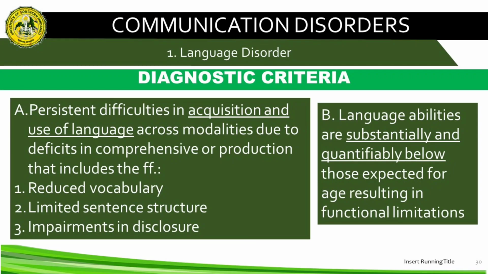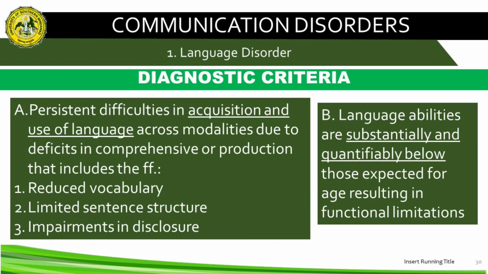So for its diagnostic criteria, criterion A, persistent difficulties in the acquisition and use of language across modalities due to deficits in comprehension or production that includes the following. First, number 1, reduced vocabulary or word knowledge and use. Second, we have the limited sentence structure, or the ability sa pagputol ng words and word endings together para maka-form ng sentences based sa rules of grammar and morphology.